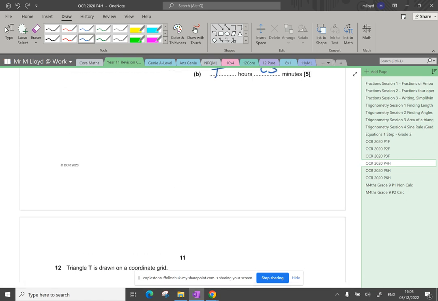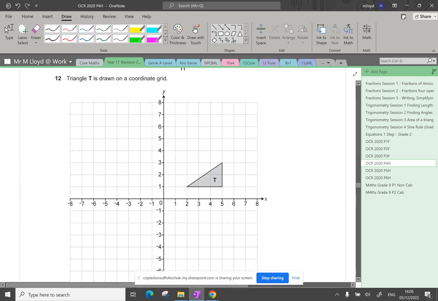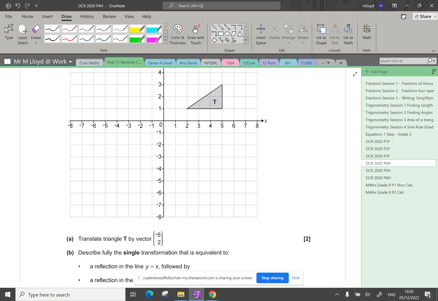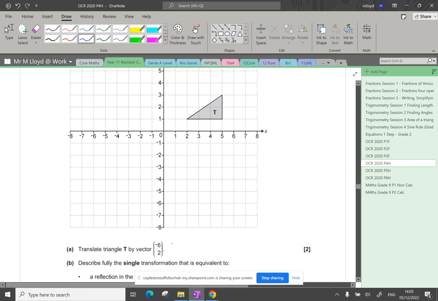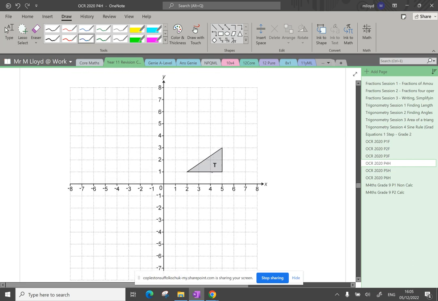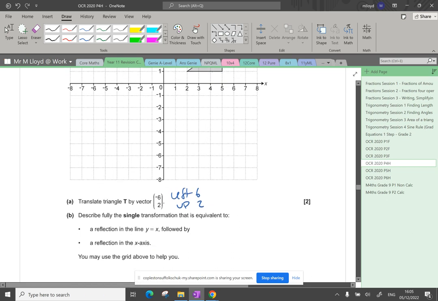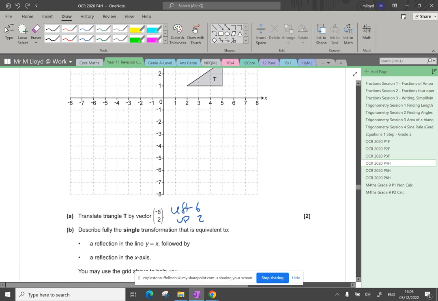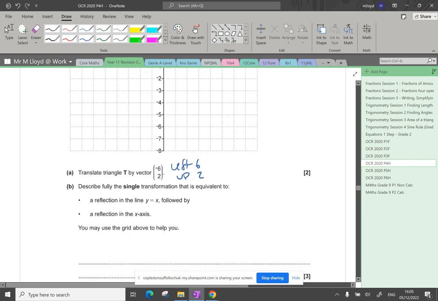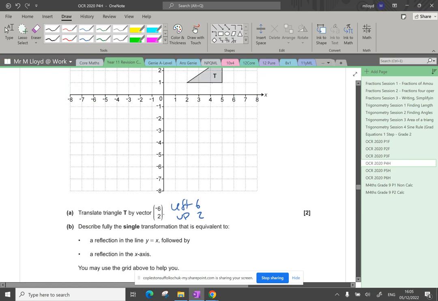So, question 12. Triangle T is shown on a coordinate grid. Translate T by the vector -6, 2. So that means left 6 and up 2. So 1, 2, 3, 4, 5, 6, up 2, and then complete the shape. It's got a base of 3. Wonderful. Do I need to label it anything special? No. Describe fully the single transformation that is equivalent to a reflection in the line y equals x and a reflection in the x-axis. I may use the grid to help me.